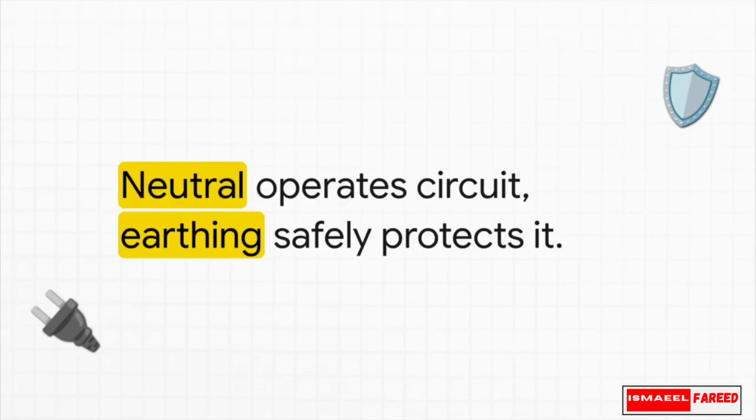Earthing, or grounding, on the other hand, is purely for safety. In a normal, healthy circuit, that earth wire carries zero current. None. It only kicks in to carry fault current safely into the earth if something goes horribly wrong, like an insulation failure. So just remember, neutral is for operation, earthing is for protection.